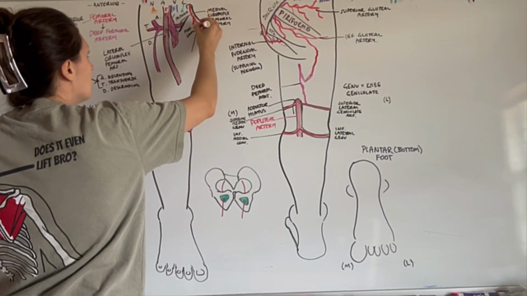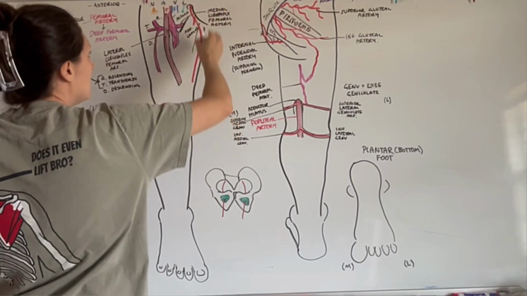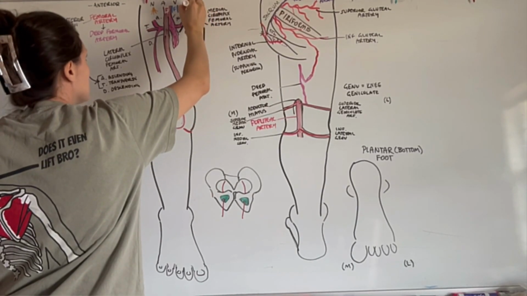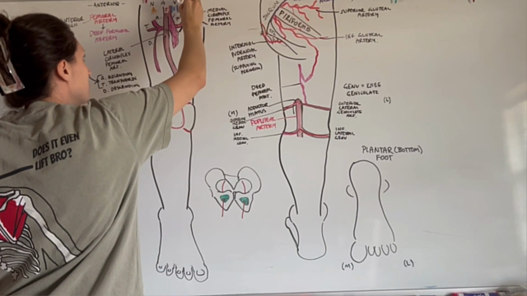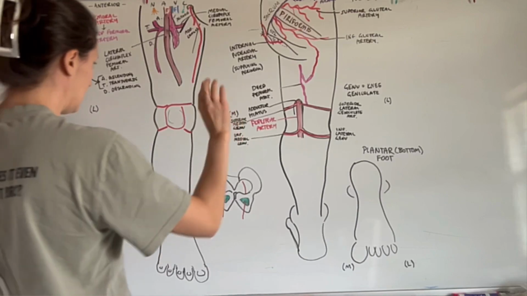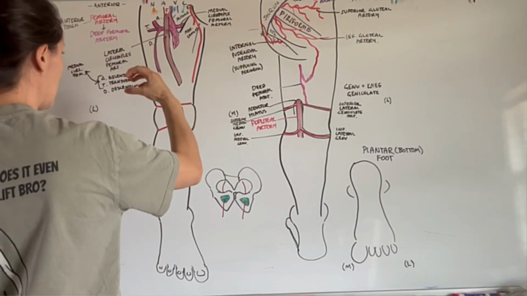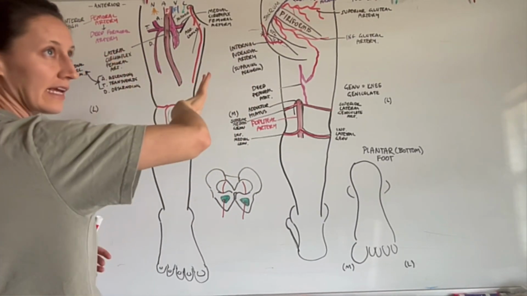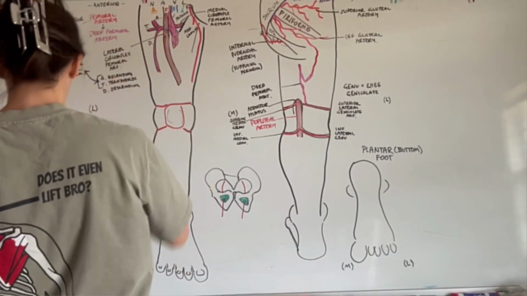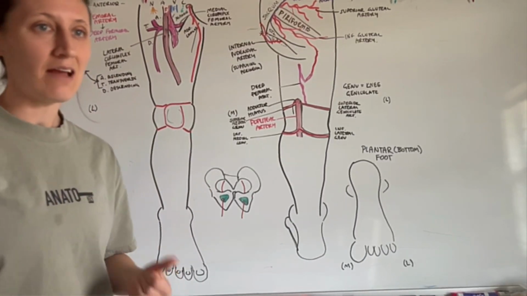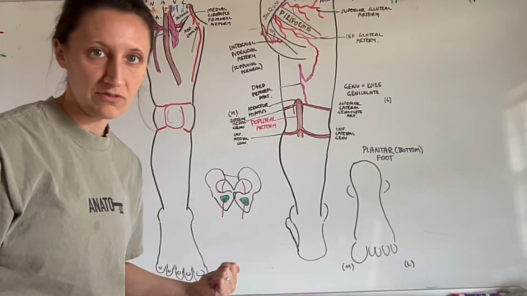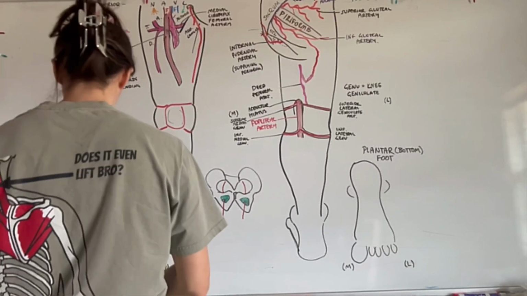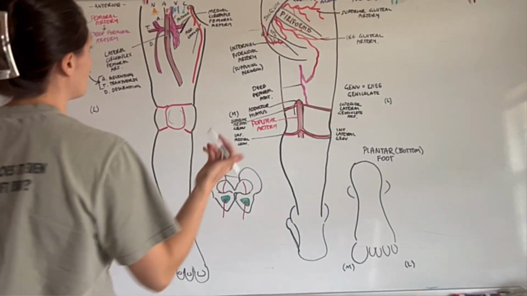It's going to give blood to our medial thigh muscles. It is also going to give off a branch that goes to that ligament that connects the head of the femur to the socket itself. The obturator artery gives off an acetabular artery. This is where it comes from. So I just wanted to mention that because it's a branch that people sometimes forget about.